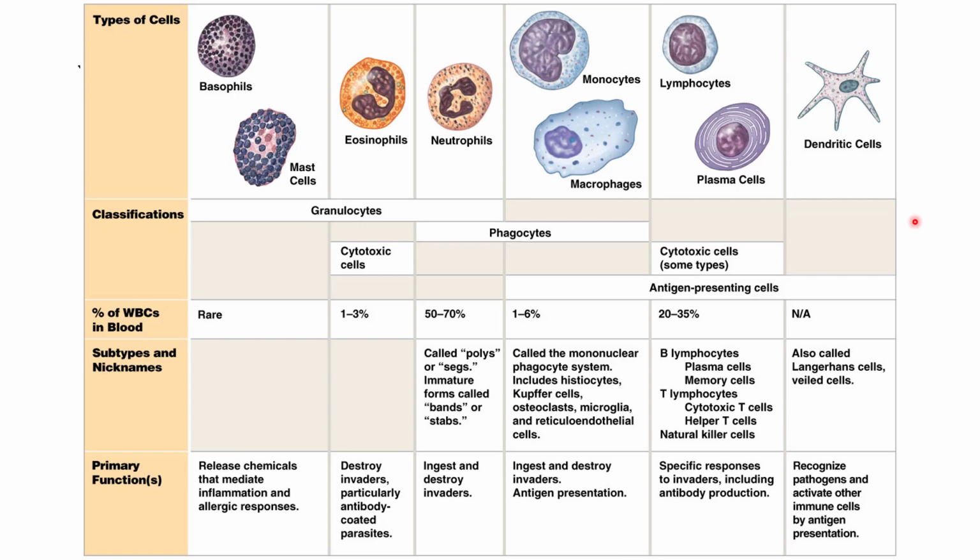The last type of cells are our dendritic cells. These are found in our skin and in some of our organs. They're not circulated in the blood at all. And they, again, have that antigen presenting cell. So when they collect or capture antigens, what they do is they migrate to the lymphoid tissue, and then they present those antigens to lymphocytes.